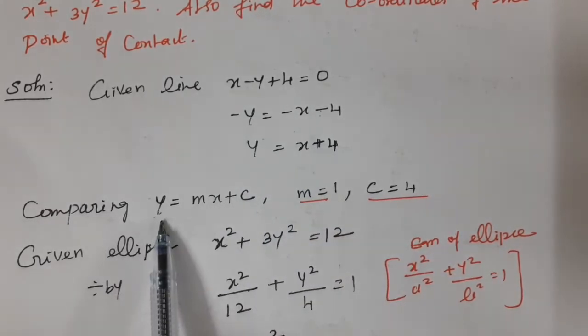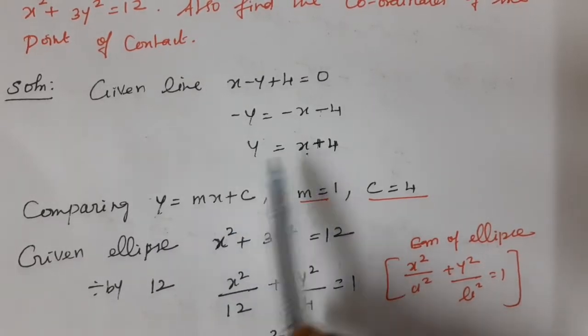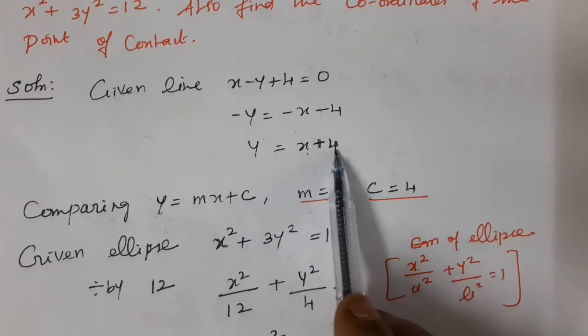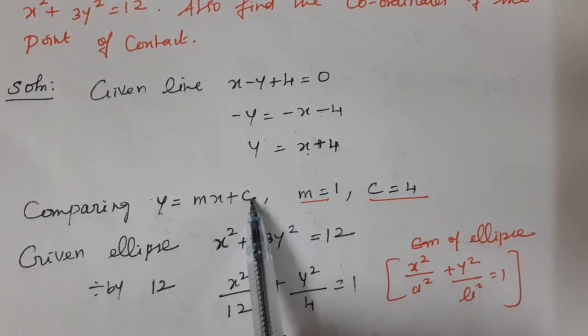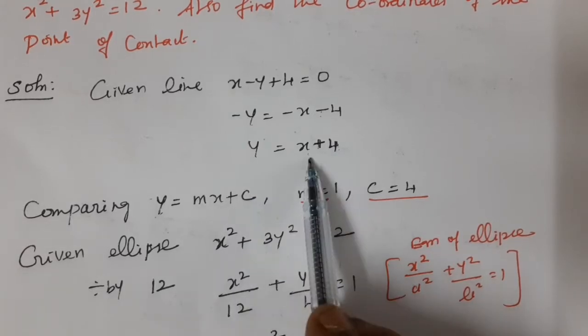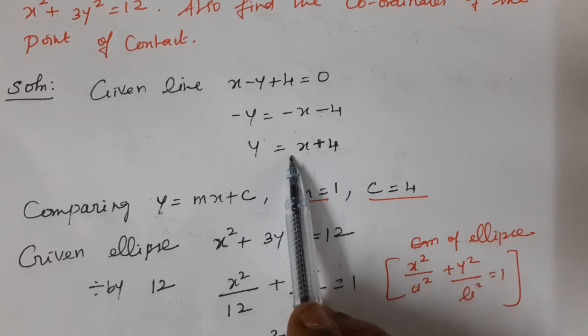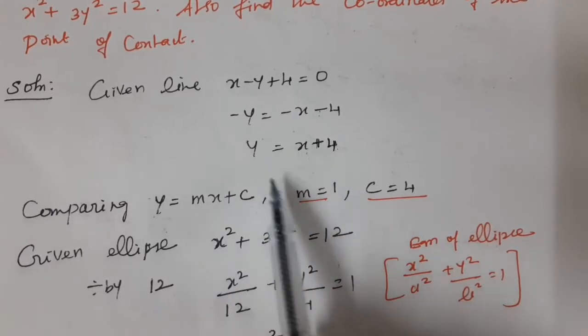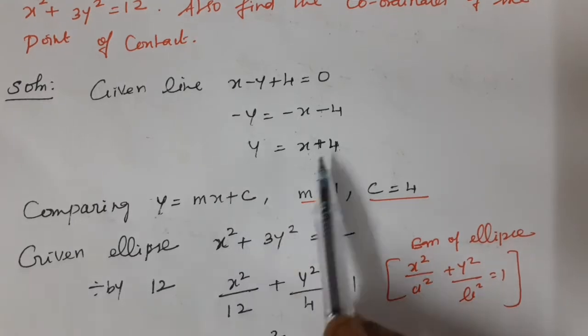Comparing with y equal to mx plus c, what is the coefficient of x here? Comparing y equal to x plus 4 with y equal to mx plus c, the coefficient of x is m. Here it is 1, therefore m equal to 1. Next, what is the constant? Here it is 4, so c equal to 4.